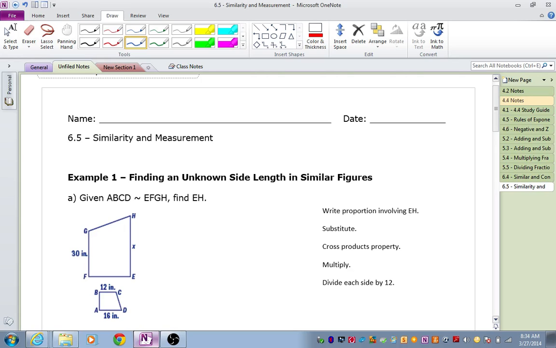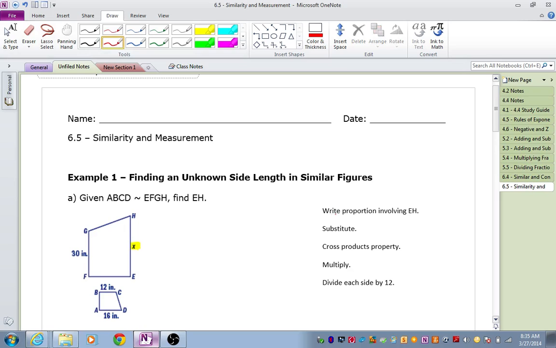So in example 1, we're given that the two quadrilaterals are similar. ABCD is similar to EFGH. And we're going to find the missing side, which in this case is EH. Now sometimes the question will tell you exactly what side to find. Sometimes just in the picture you'll have to look for the variable that's next to one of the sides.